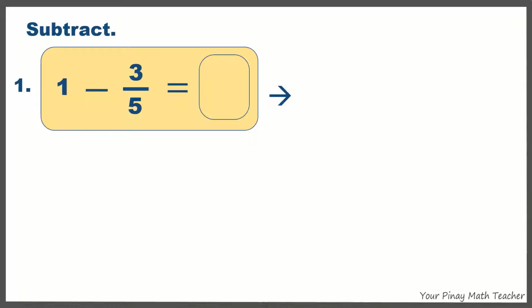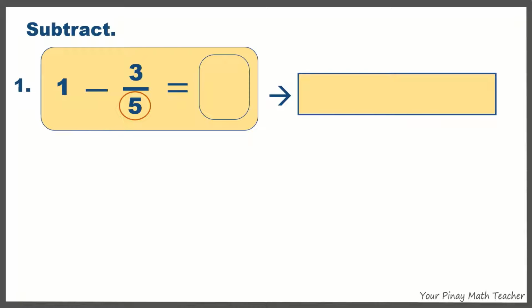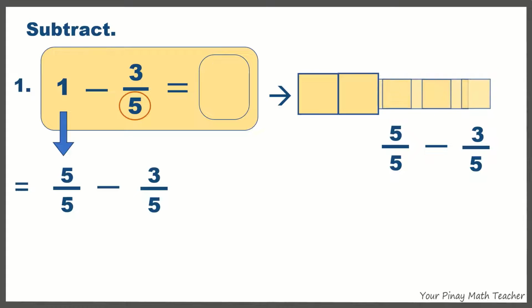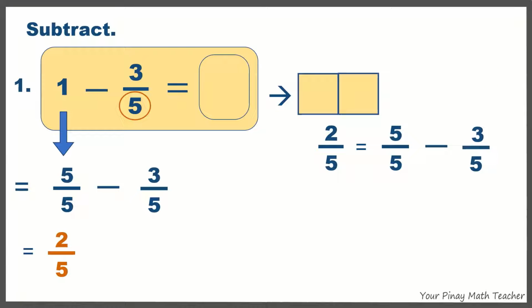Example 1. 1 whole minus 3/5. Since our denominator is 5, it means that we have to divide the whole into 5 equal parts. So this can be renamed as 5/5. So we have 5/5 and then we subtract 3 out of 5 or 3/5. Taking 3 out of 5, we have a remainder of 2/5.